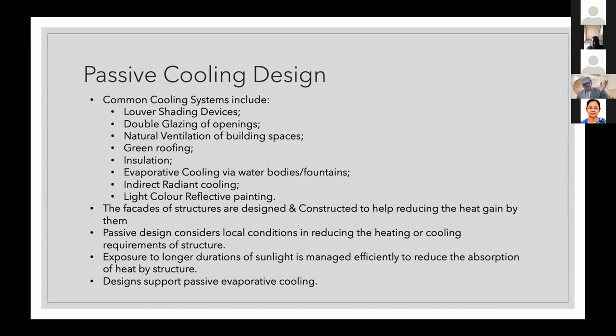We have seen the examples from Mr. Murthy's presentation. The common cooling systems generally employed, which help in passive cooling, would be louver shading devices, double glazing of openings, natural ventilation of building spaces, green roofing, insulation, evaporative cooling via water bodies and fountains, indirect radiant cooling, and light colored reflective painting. We have seen examples in Mr. Murthy's presentation. The facades of the structure are designed and constructed to help reduce heat gain. The passive design considers local conditions in reducing the heating or cooling requirements of the structure. Exposure to longer duration of sunlight is managed efficiently to reduce the absorption of heat by structures. We have seen the examples of the India Vidyapeeth Center or others in Mumbai, which Mr. Murthy explained. Does the design support passive evaporative cooling?